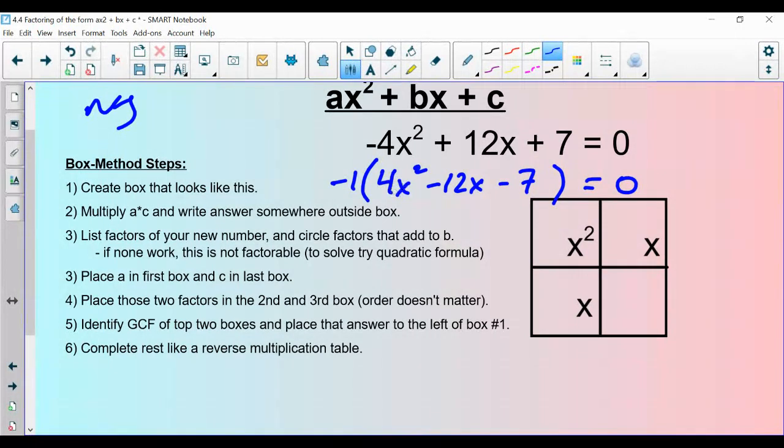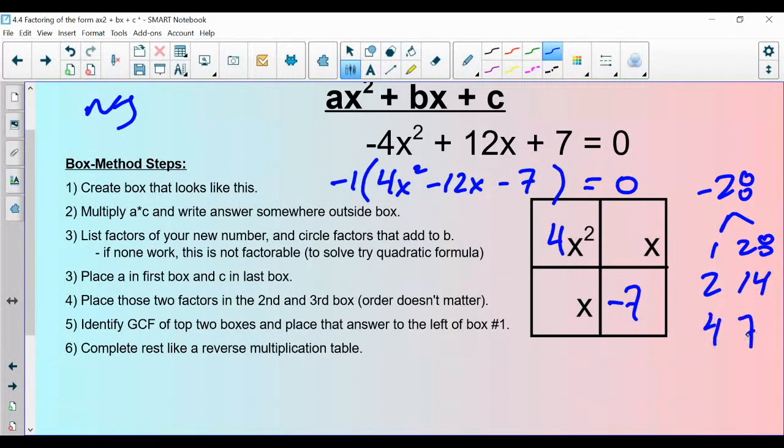Now my a term is positive. Remember, the a term goes in the first box and the c term goes in the last box. So, I kind of skipped to 3. Now I'm going to go back up to 2. 4 times negative 7 is negative 28. And then you list the factors of 28. 1 and 28, 2 and 14, and 4 and 7. Now, which of these pairs would add to negative 12? 1 and 28 never could, and neither could 4 and 7. 4 and 7 could add to 3, or negative 3, or 11, or negative 11, but not negative 12.